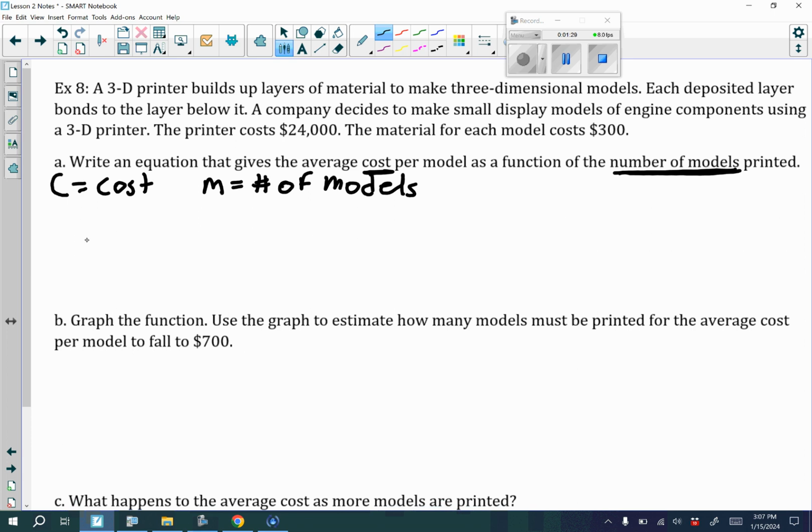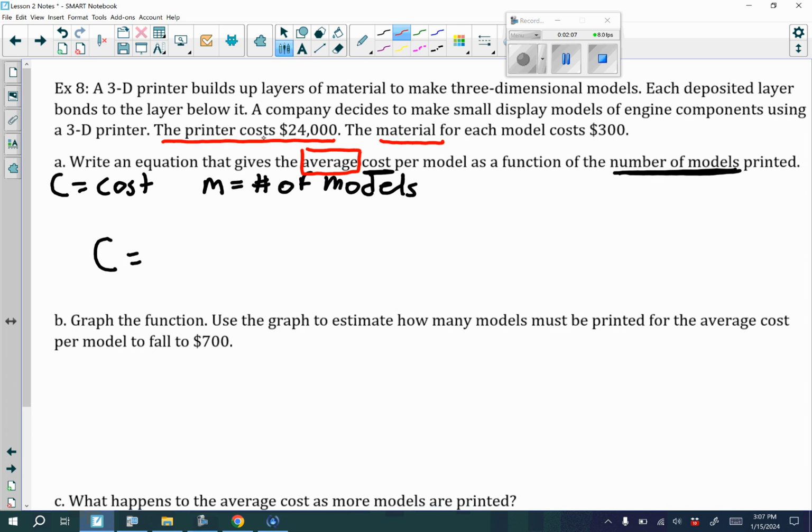Next we have to write an equation using these two. Notice here it talks about the average. Think about, what does average mean? How do we calculate average? We calculate it by taking the total amount and dividing by how many there are. So if we're doing average cost, we have to think about the cost of the printer, so that has to be in there, the material cost for each model, and then how many models we're making.